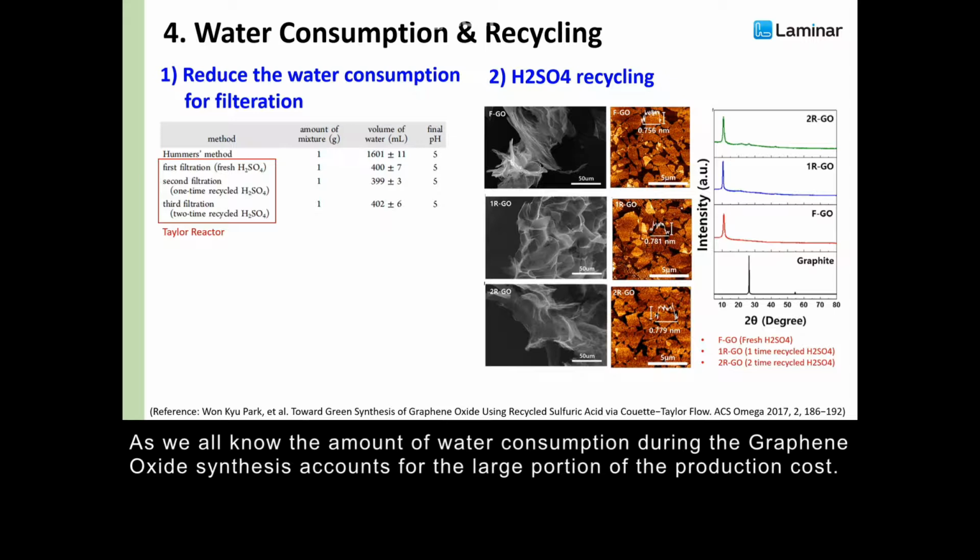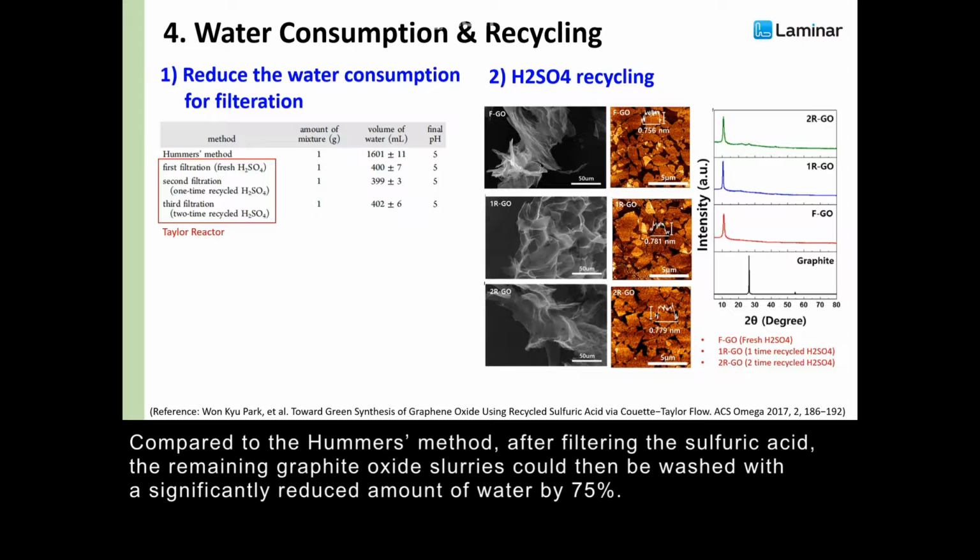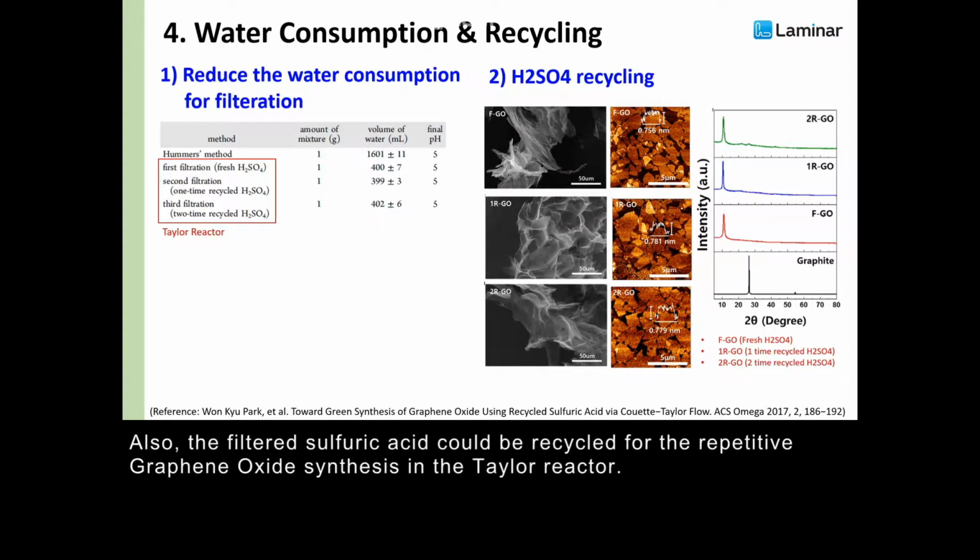As we all know, the amount of water consumption during graphene oxide synthesis accounts for a large portion of the production cost. So compared to the Hummers method, after filtrating the sulfuric acid, the remaining graphite oxide slurries can then be washed with a significantly reduced amount of water, by 75%. Also, the filtrated sulfuric acid could be recycled for repetitive graphene oxide synthesis in the Taylor reactor.